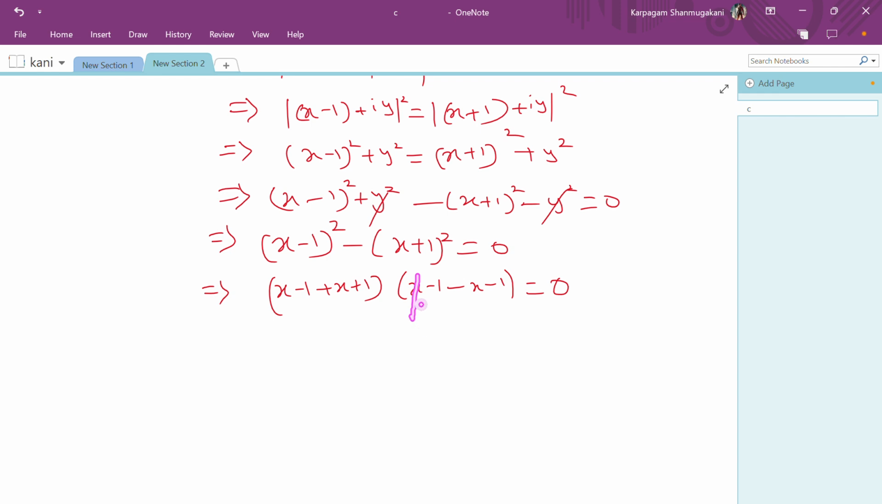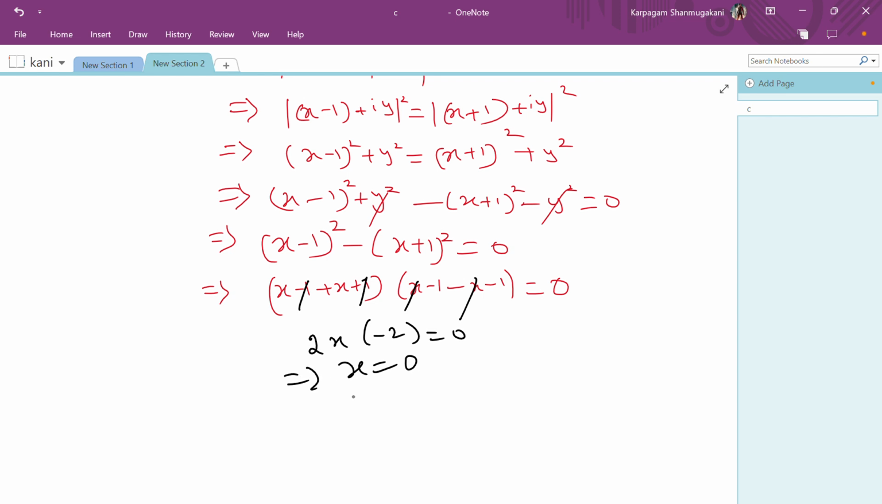Here minus X plus X cancel. Here minus 1 plus 1 cancel. Here minus X plus X cancel. So here 2X into minus 2 equal to 0. That is X equal to 0.